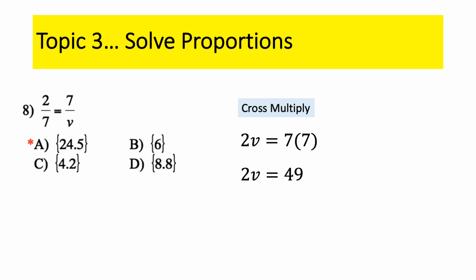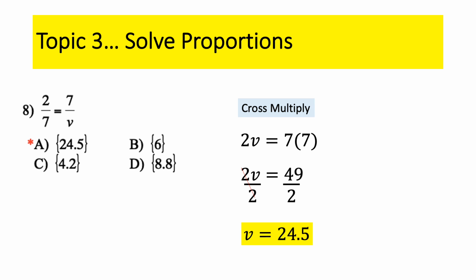It means get rid of multiplication by division, so divide both sides by 2. All right, a little bit of long division here, but you guys can handle it. 49 divided by 2 is 24.5. Remember, the 2's would cancel. That cancel means they turn into 1. 2 divided by 2 is 1. 1 times V is V.